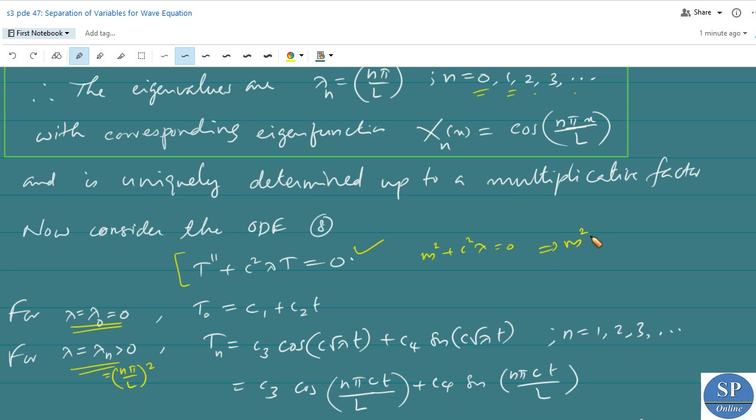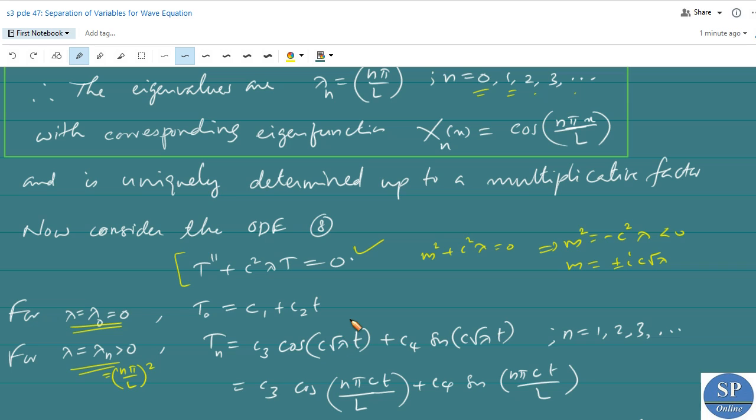From this we have m square equal to minus c square into lambda less than 0, because lambda is greater than 0. So we have m is equal to plus or minus i into c square root of lambda. So we have the solution as T equal to c3 cos c square root of lambda into t plus c4 sin c square root of lambda into t for n equal to 1 to 3, etc.